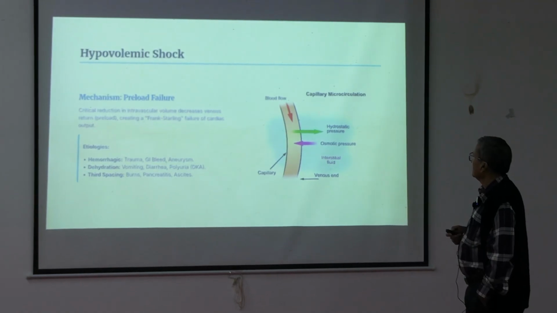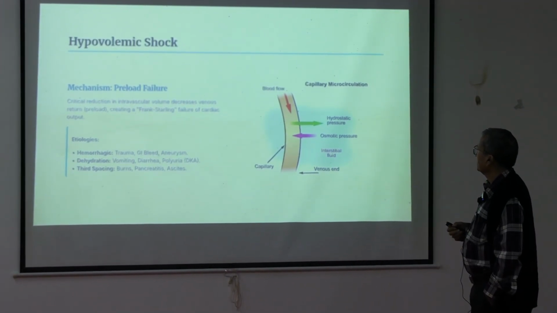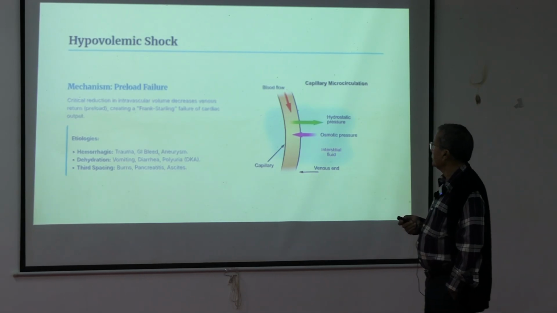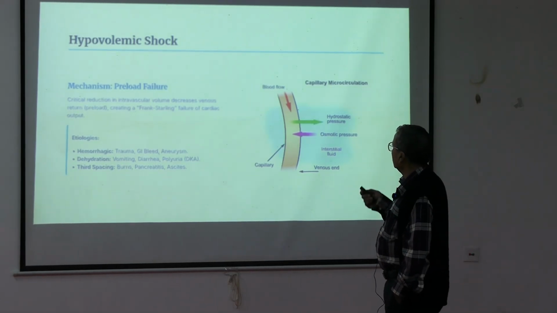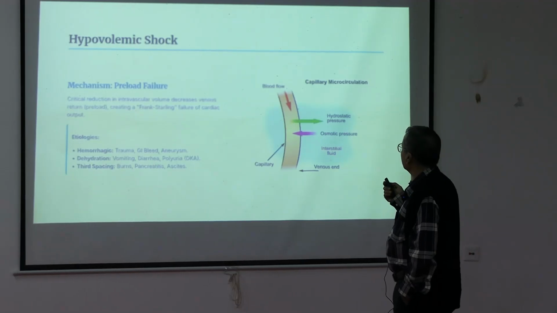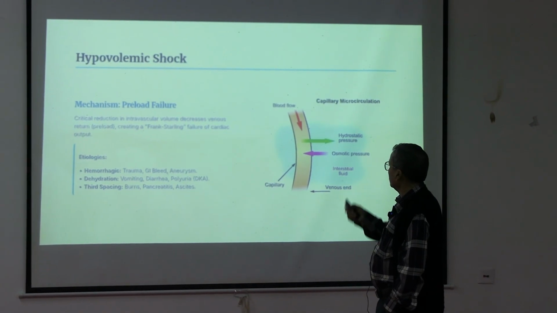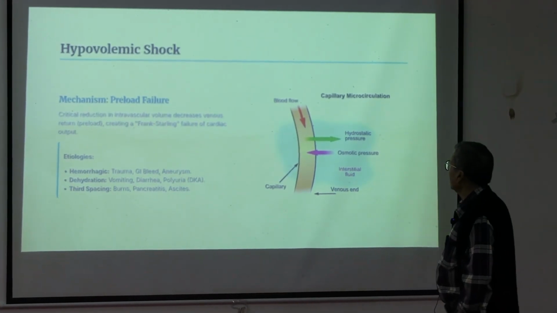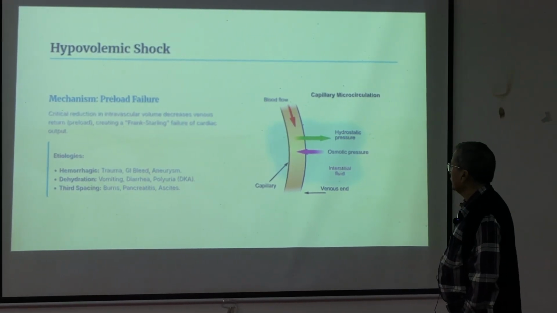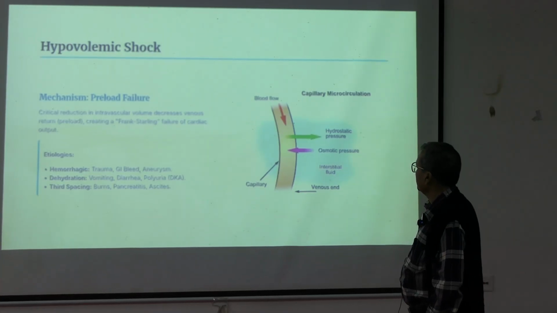Hypovolemic shock. Mechanism: preload failure. A critical reduction in intravascular volume decreases venous return. These are some of the causes for the preload failure. Now etiology. What is the etiology for hypovolemic shock?